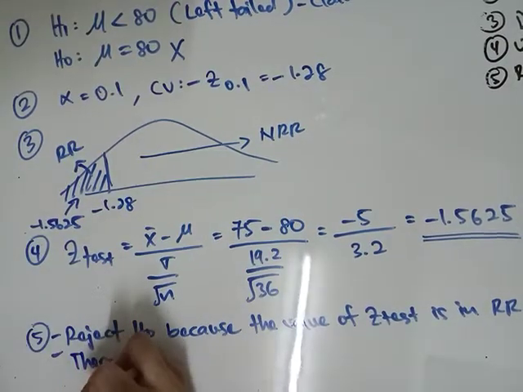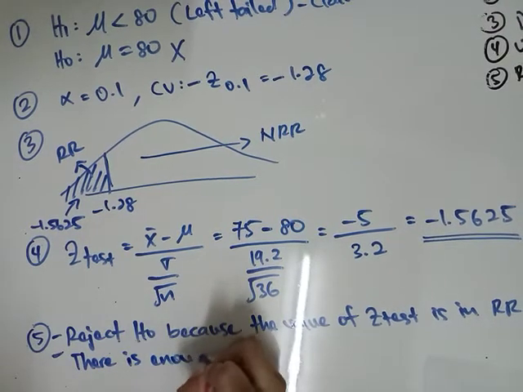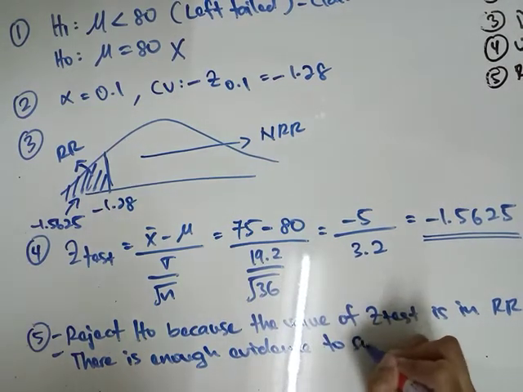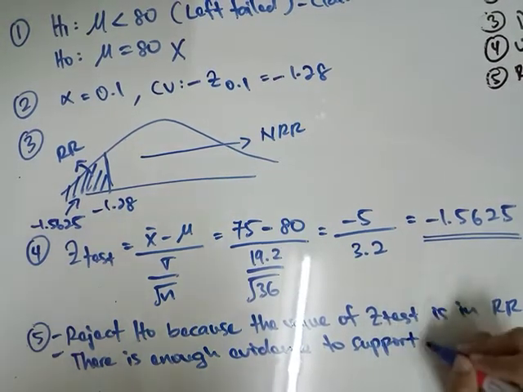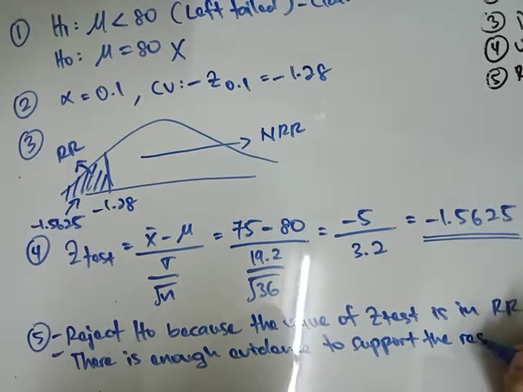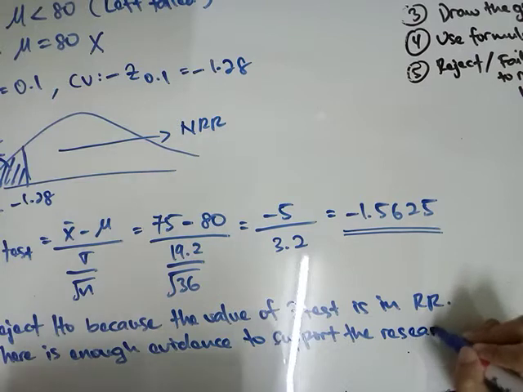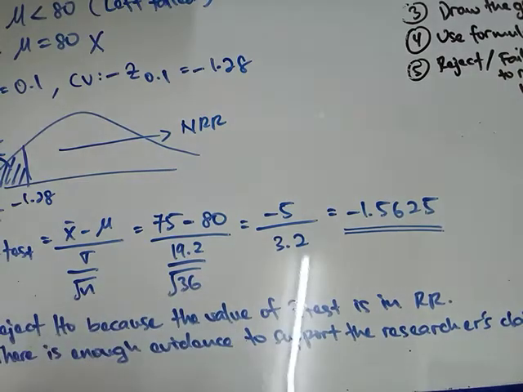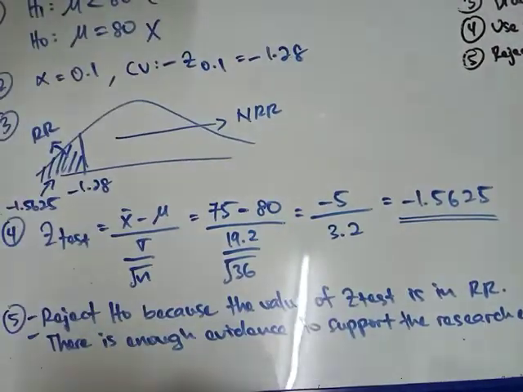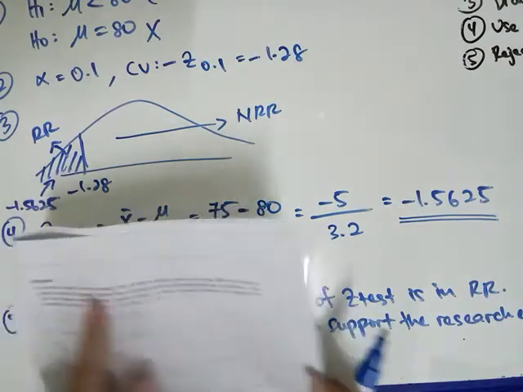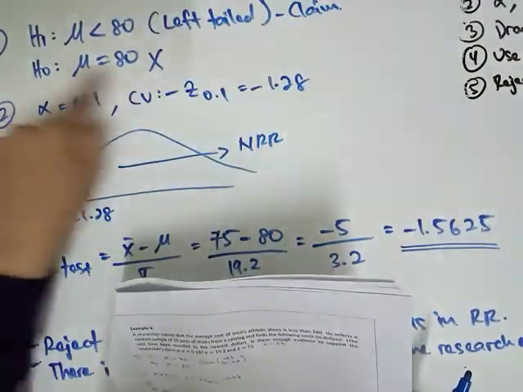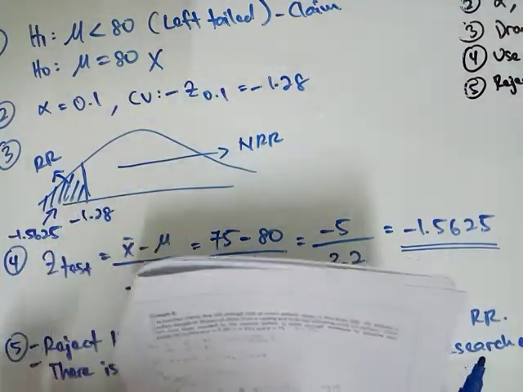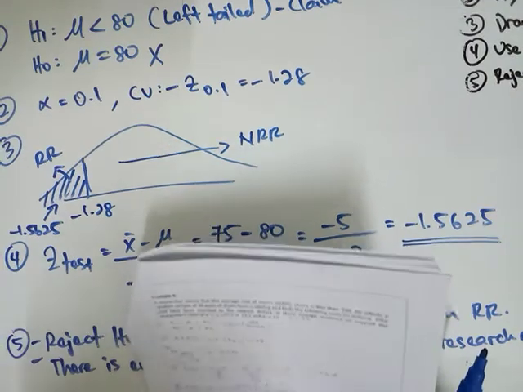There is enough evidence to support the researcher's claim. Okay, just take the sentence from the question. When the question asks, is there enough evidence to support the claim? Since we have rejected H0, it means what is claimed is true. This statement is true. So yes, there is enough evidence to support the researcher's claim.